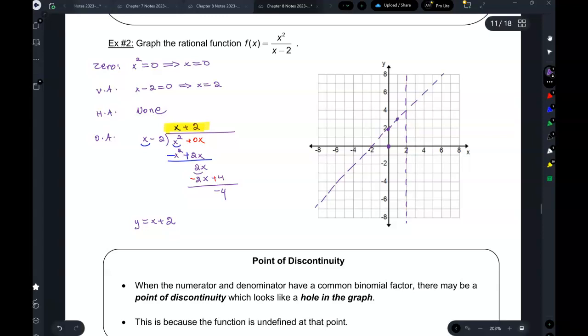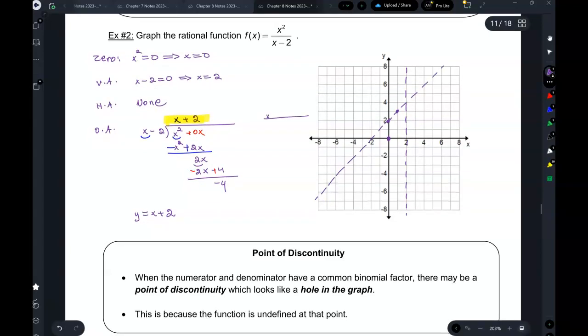Let's plug in a point here. I'm going to be a rebel and start on the right side this time. Let's plug in a 3. When I plug in a 3, I get 9 over 1, so that's just 9. So when x equals 3, y is 9. Take a look. I'm going to extend this a little bit. This has to follow that and then come down and follow this oblique asymptote.